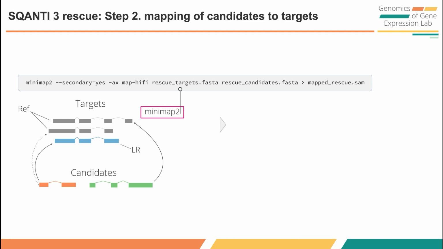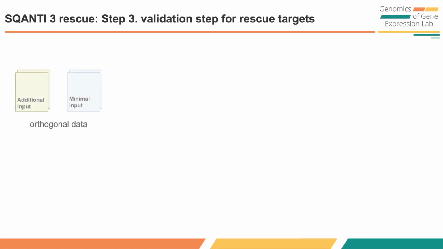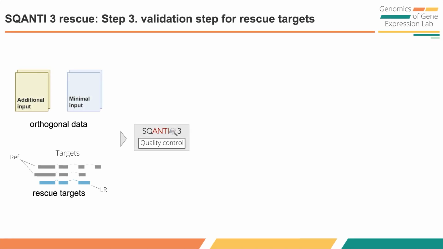The following command line is used to run Minimap2. The mapping hits, which are pairs of candidates and targets obtained during the mapping process, are extracted from the output SAM file. This includes both primary and secondary alignments. Now, let's look at the third step of the SQANTI3 rescue process. In this step, we will be validating our reference rescue targets before considering them for inclusion in the transcriptome.